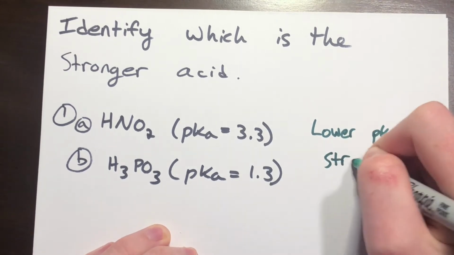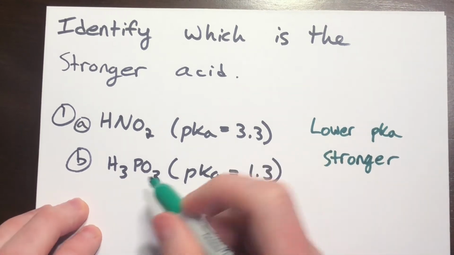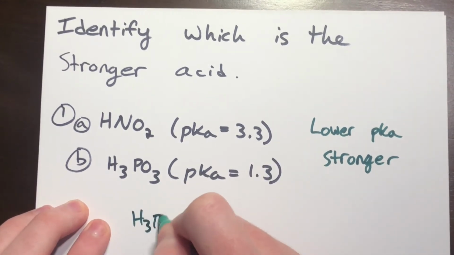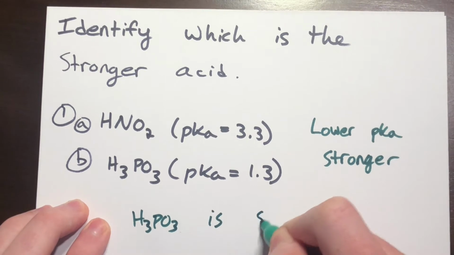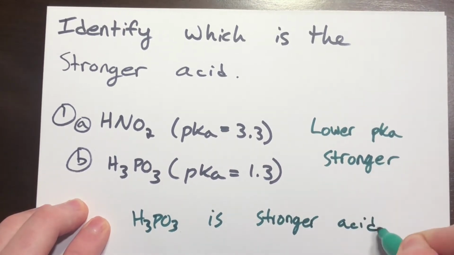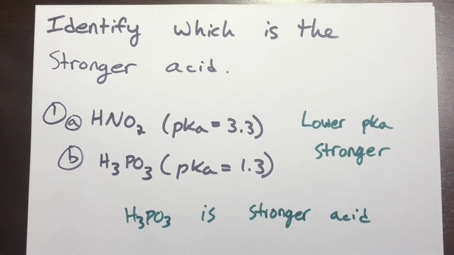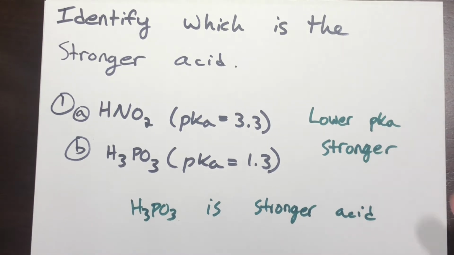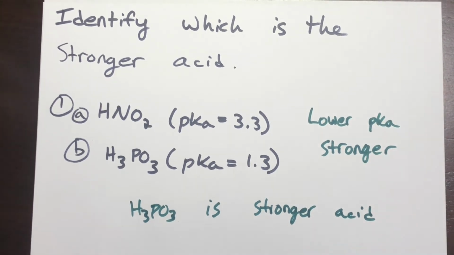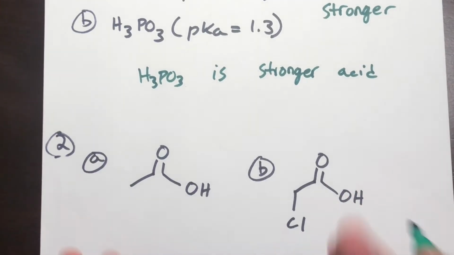So because of that, we know that this H3PO3 is the stronger acid. So those ones aren't particularly difficult because all you have to do is compare the numbers that they give you. The lower the pKa, the stronger the acid. There will be some cases, however, where they don't give you the pKa, and you will have to be able to use the rules that I mentioned, like size and resonance, in order to predict which one would be more acidic. So that type of example is here.